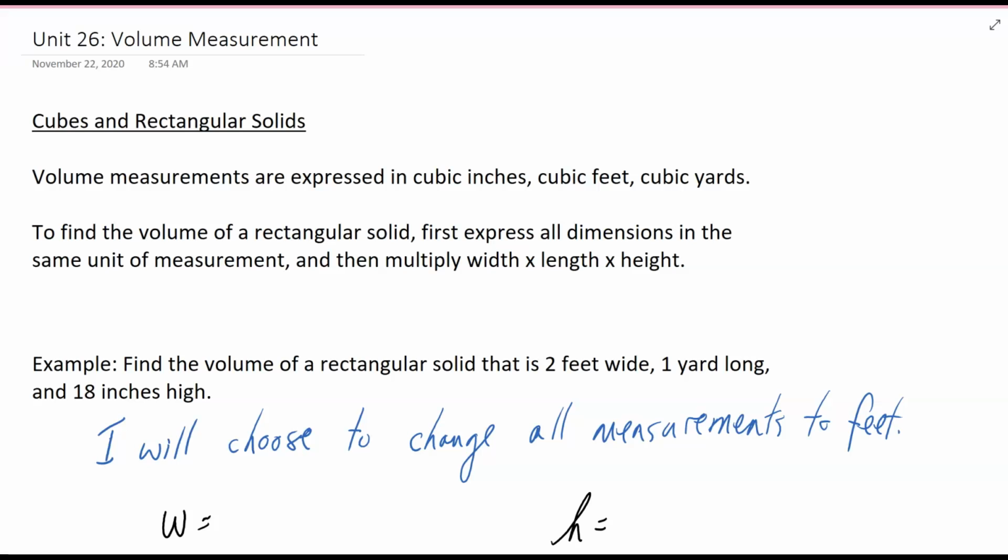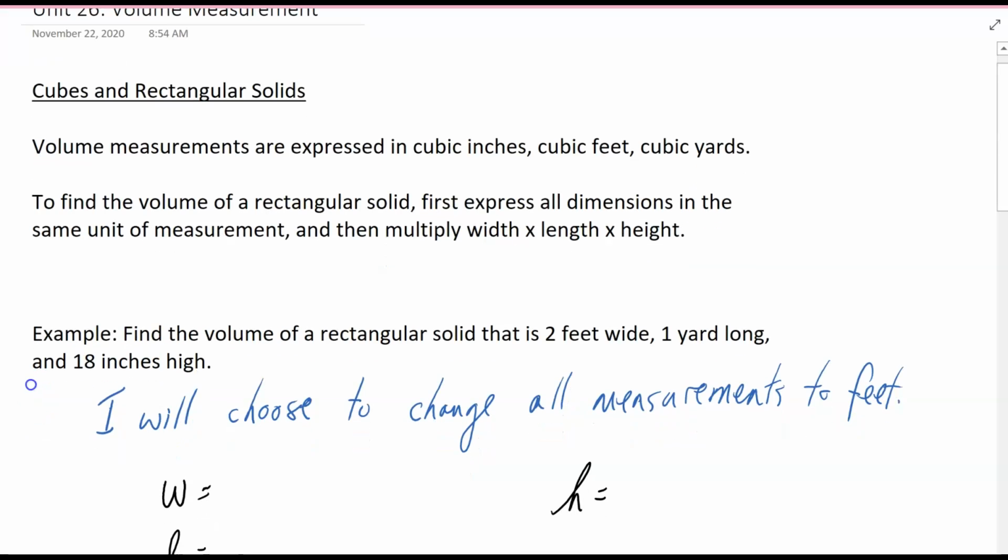In this video, we'll take a look at volume measurement, and in particular, the volume of cubes and rectangular solids. Volume measurements are expressed in cubic inches, cubic feet, cubic yards, etc. To find the volume of a rectangular solid, first express all dimensions in the same unit of measurement, for example, all in inches or all in feet or all in yards. And then you multiply width times length times height, and the result will come out in a cubic measurement for volume.